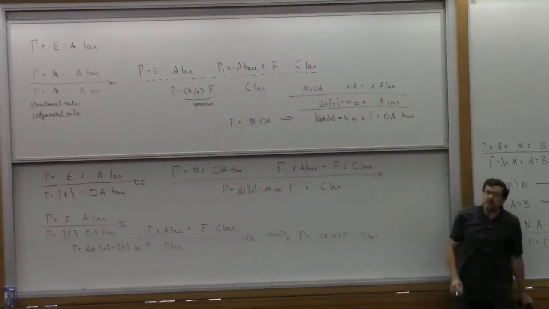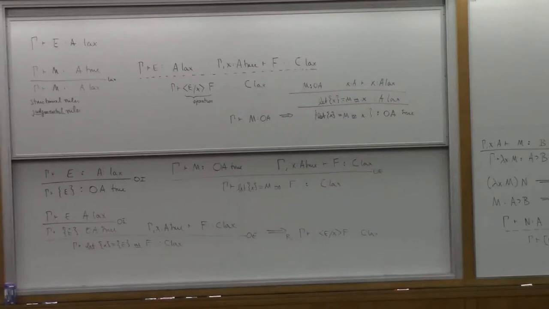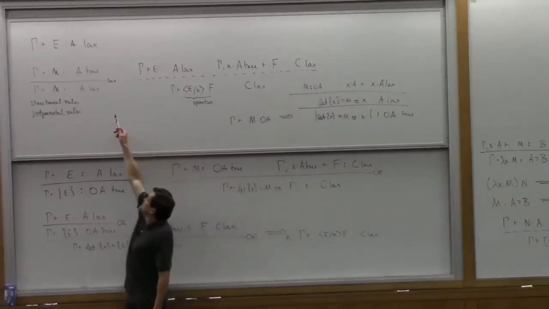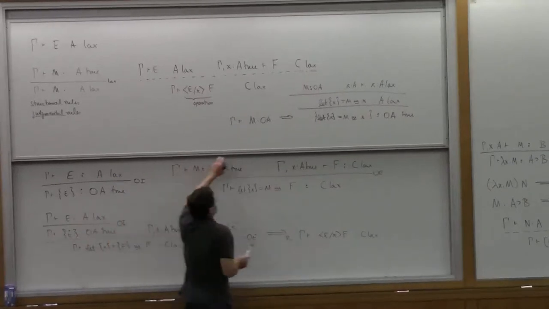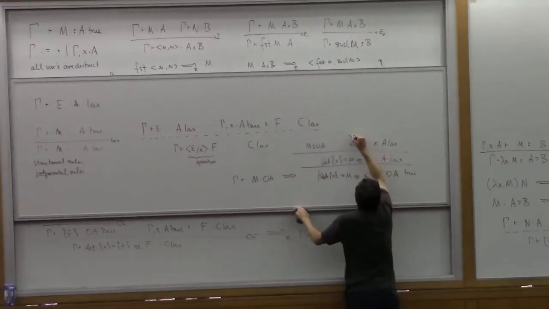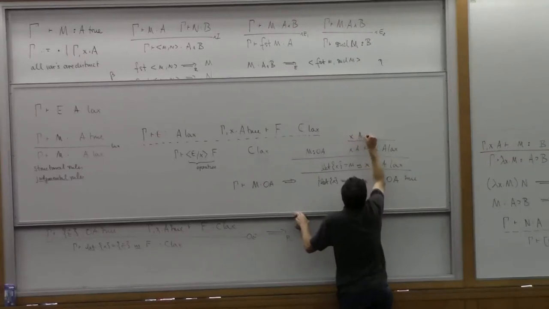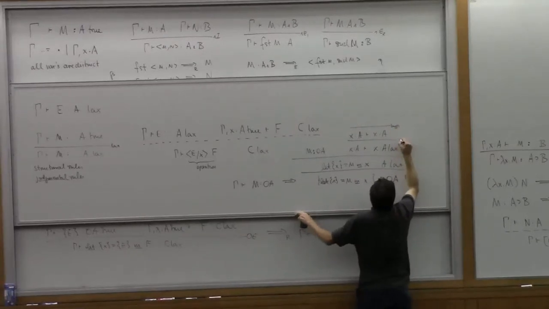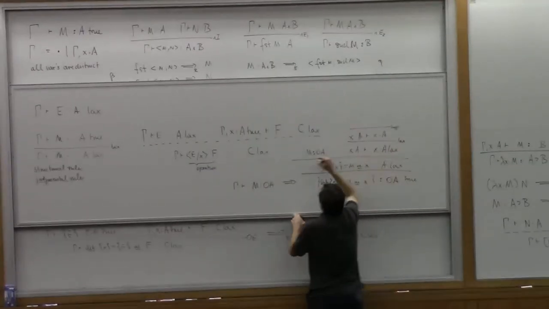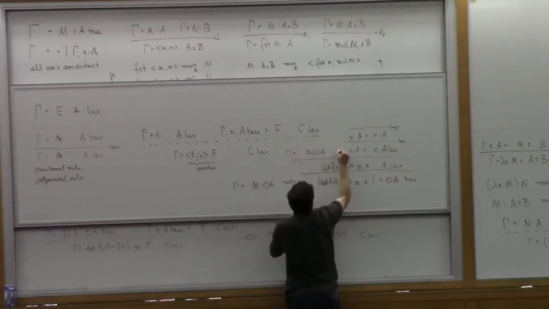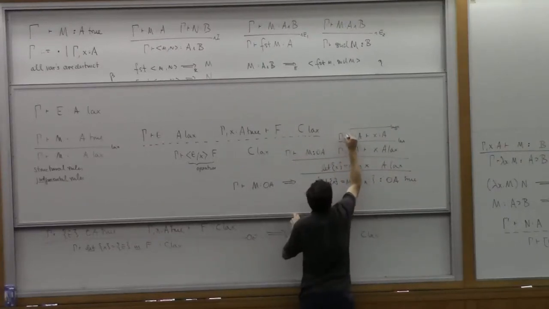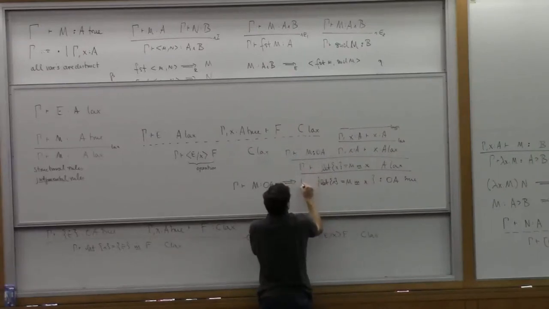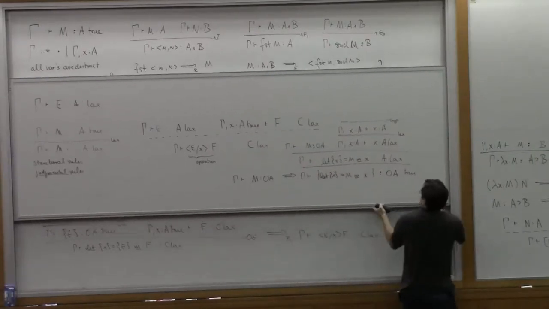So how do we go from X colon A true to X colon A lax? Right, we need that lax rule that says if something is true, then it's also lax. Right. So this comes from X colon A proves X colon A, and that's the hypothesis rule. Okay, and this is the lax rule. And this is the thing we started with. And let's put the gammas here to make this complete. Okay, so there we are.